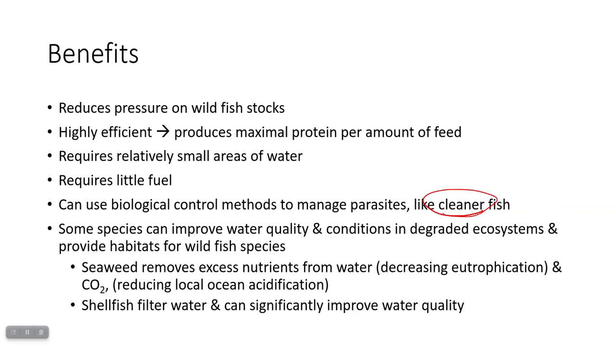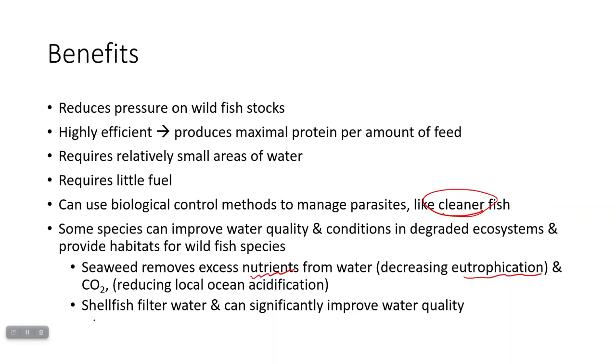So if you're farming seaweed, seaweed removes nutrients from the water because seaweed is related to plants. It's not exactly a plant, but that nutrient removal from the water can decrease the consequences of eutrophication. It also takes out CO2 because it performs photosynthesis, which reduces ocean acidification in the area, which, as we talk about climate change, we'll talk about how that's a big concern for the ocean.